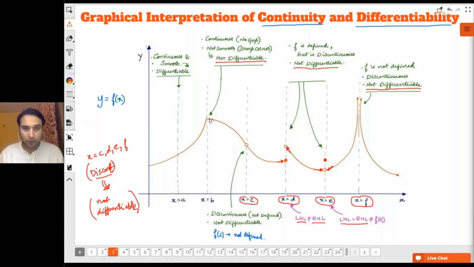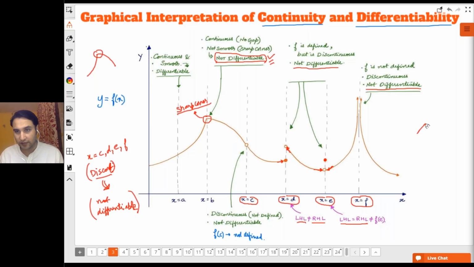Now comes one very important point here. Look at this point. If I magnify it, the graph looks like this. If you look at this point, you'll realize there is a sharp corner. And wherever the graph has a sharp corner at a point, please remember the graph is not differentiable there. Or in other words, there is no tangent that you can define at that point.